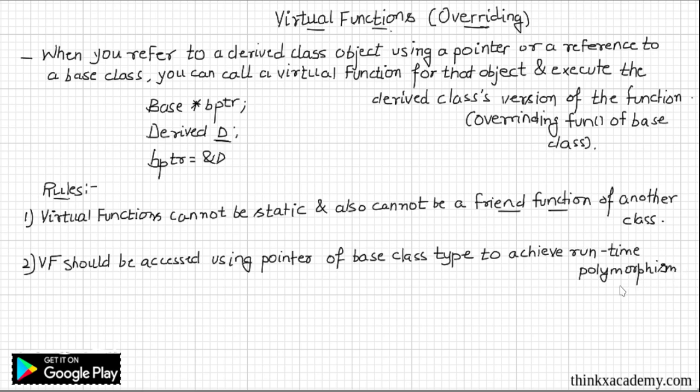Polymorphism basically means that you have the same function with the same name, but they are doing different things, and runtime polymorphism means that you are implementing the polymorphism at runtime when your program is running. So virtual functions should be accessed using a pointer of the base class type. It is mandatory that you access the virtual function using the pointer of the base class type, as we have done in the example also using this line. So this was our second rule.